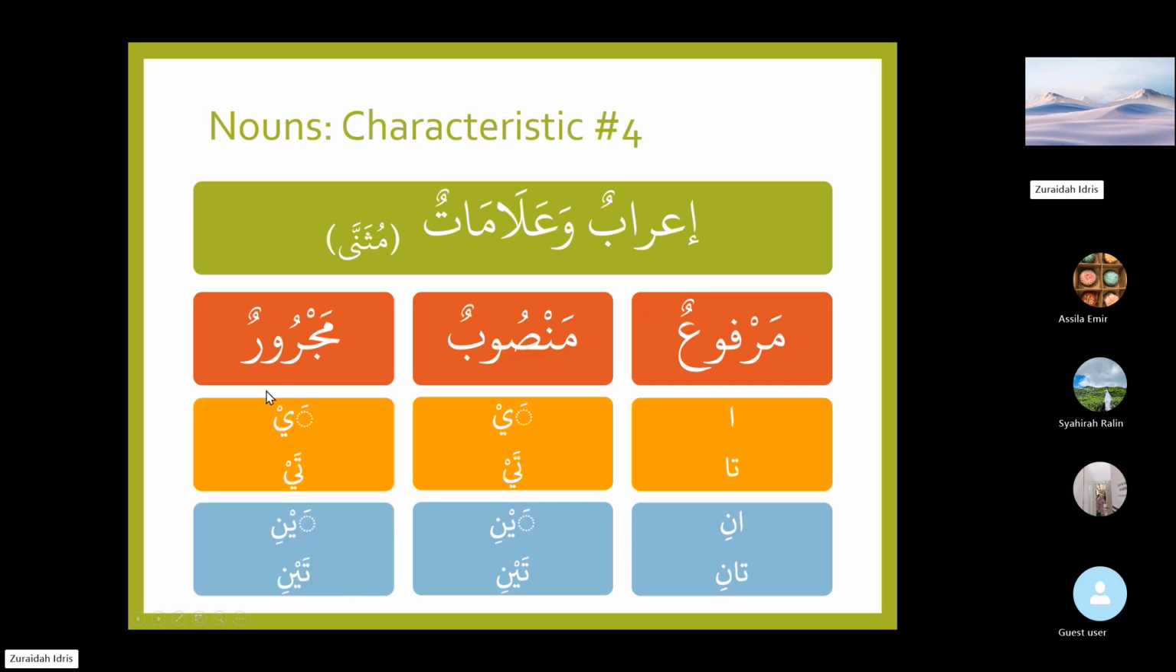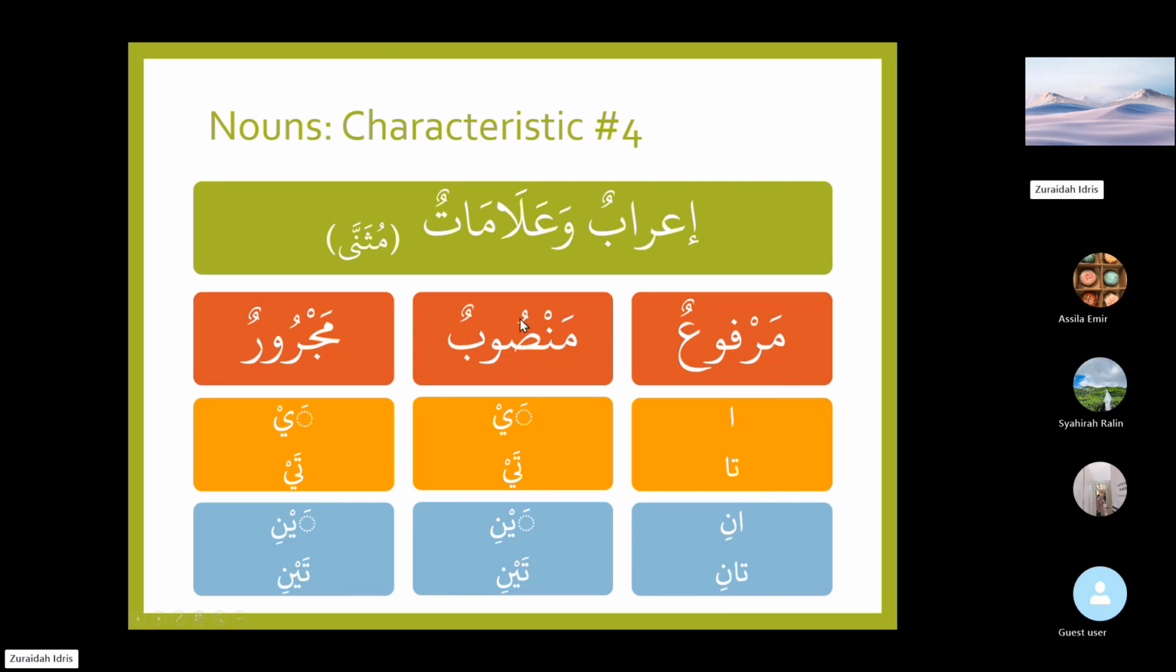Here, same thing for majrur. This is the only thing that you need to remember. Mansub and majrur will be identical for dual as well as plural. The changes are only for marfu. These two will be the same. So you really need to know where you are in the sentence before you decide whether something is mansub or majrur, because they sound the same. Aini, aini, taini, taini. So you need to know where you are in the sentence to find out the difference. But marfu is easy. It's always there. Ani, tani. It's distinct. You can tell when it is marfu.